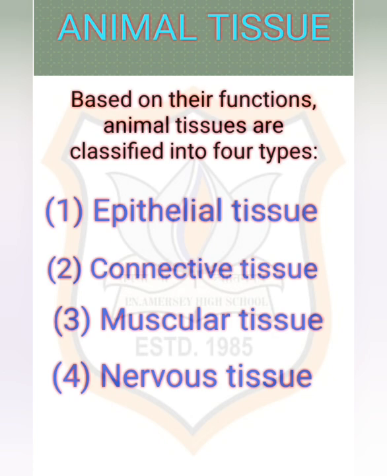Now, animal tissues. When we breathe, we can actually feel the movement of our chest. How do these body parts move? For this, we have specialized cells called muscle cells. So, the contraction and relaxation of these cells result in movement.